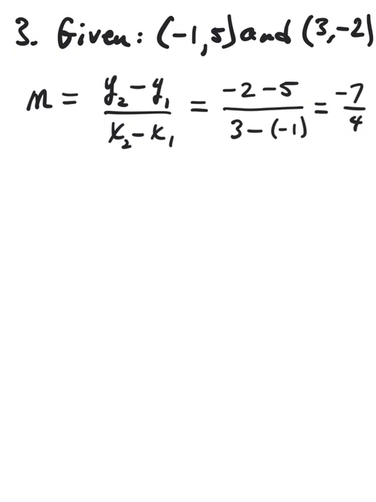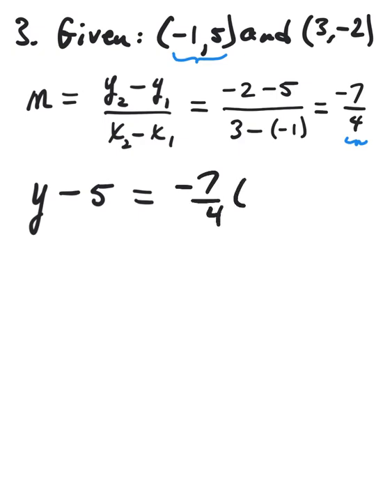Now with the point slope formula, you can use the slope of a line and any singular point that it passes through. So you can pick either one of the 2 points in the beginning. I'm just randomly picking the first one, and I'm going to use that and the slope we just found. And so using point slope formula, that is y minus 5 equals negative 7/4 times x minus negative 1.